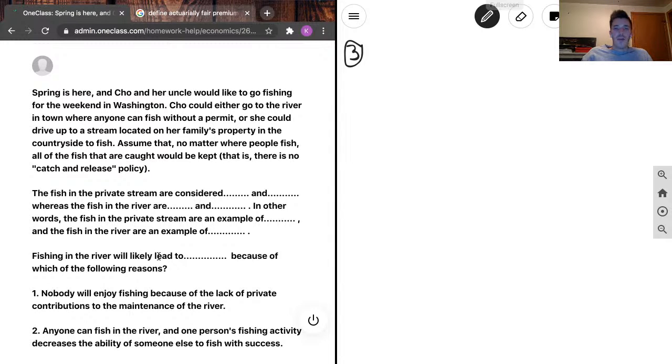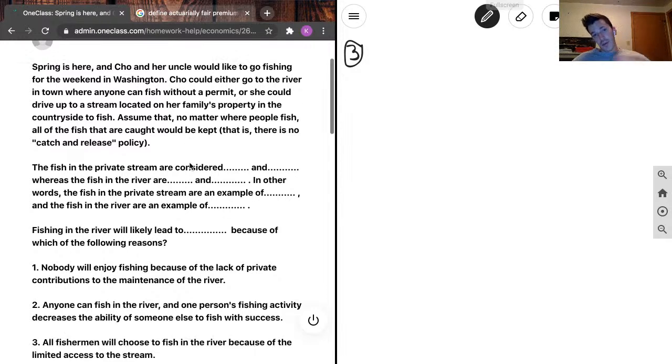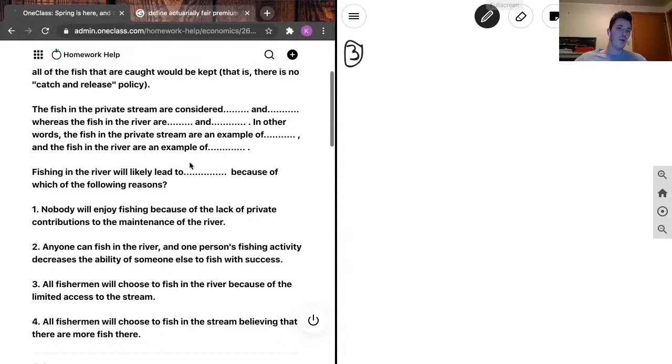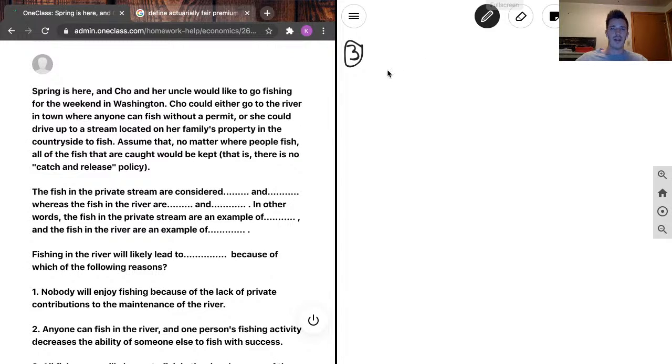The fish in the private stream are considered blank, and the fish in the river are blank. In other words, the fish in the private stream are an example of blank, and the fish in the river are an example of blank. Fishing in the river will likely lead to blank because of which of the following reasons. 1, nobody will enjoy fishing. I guess we'll get there once we answer the earlier stuff.